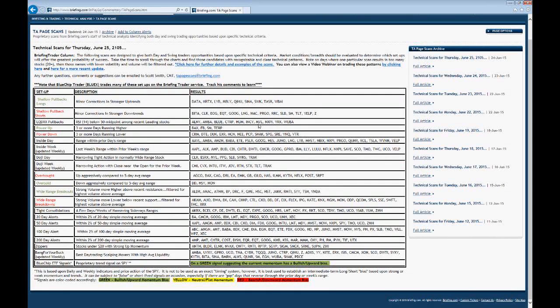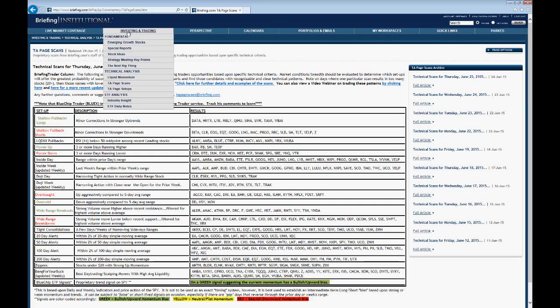Thank you, Scott. One thing I want to point out is we realize that there are beginning traders in the user base on Briefing Trader. So if there are any terms that the guys use that you aren't familiar with, please email briefingtrader@briefing.com, and we will get back to you immediately, or use the feedback button.